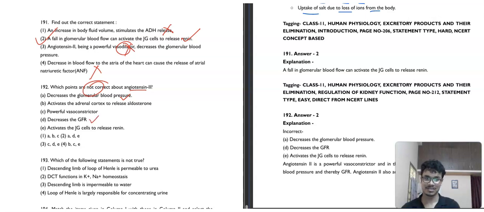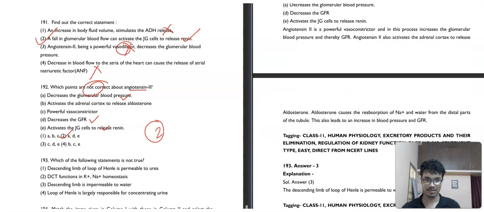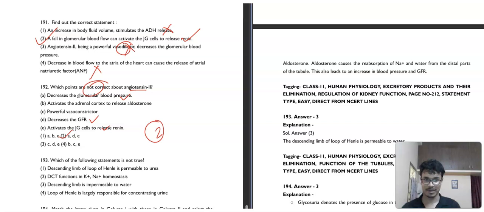Activates the JG cells to release renin. So this is also not correct. So A, D, E are not correct, and the second option is our correct answer. You can read the explanation as well. It is given, a very good explanation. Also, I have written this.